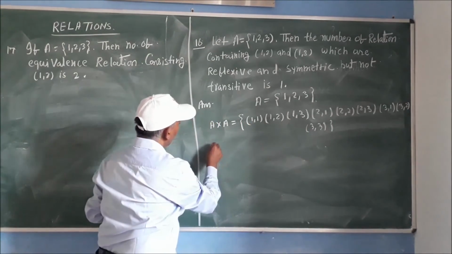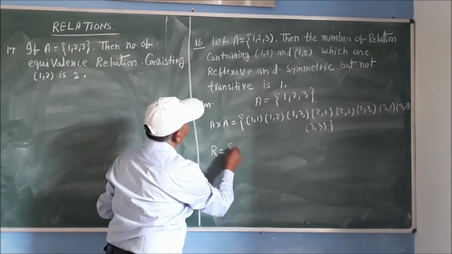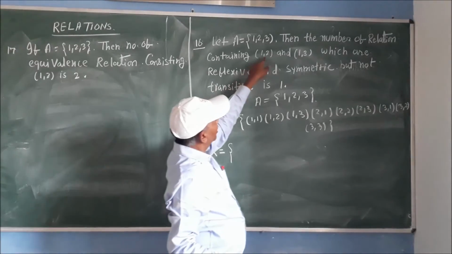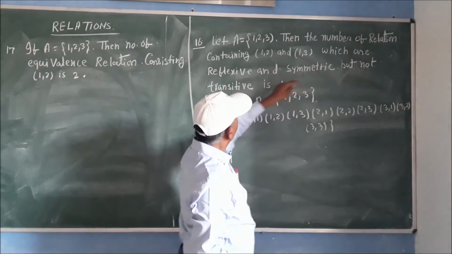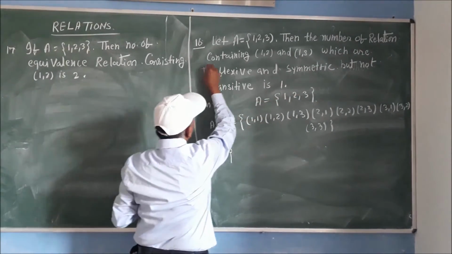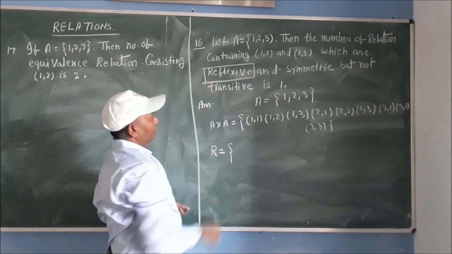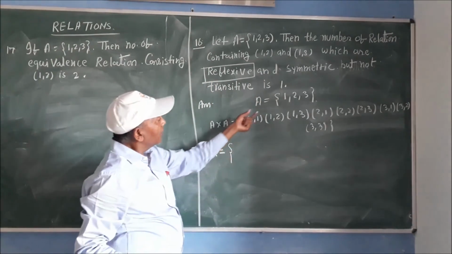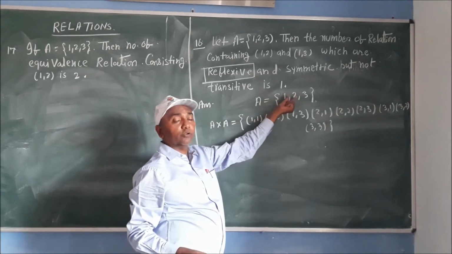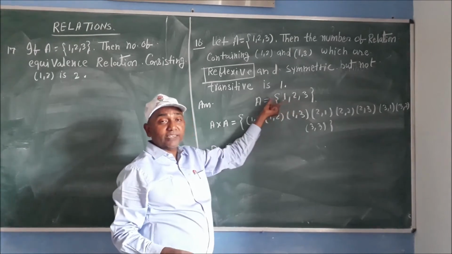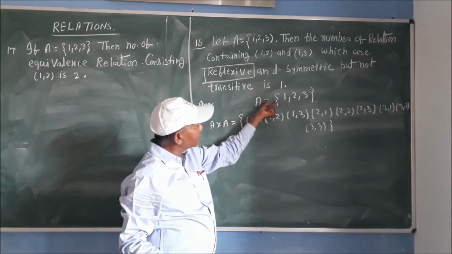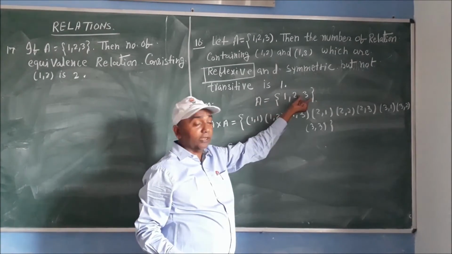And now you have to make a relation, and this relation must contain (1, 1) and (3, 3). And in the question it is given that this relation must be reflexive. Reflexive means each element of A is associated with itself. Reflexive का मतलब क्या है? A का प्रत्येक एलिमेंट स्वयं से एसोसिएट होना चाहिए.